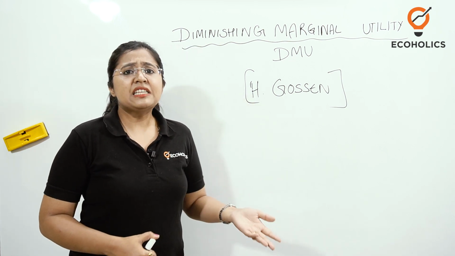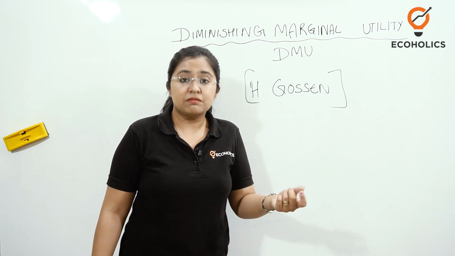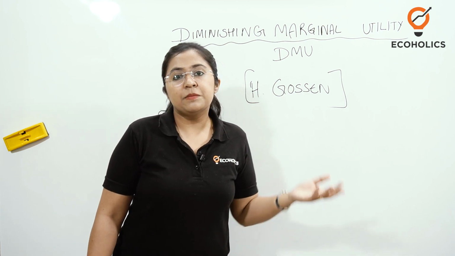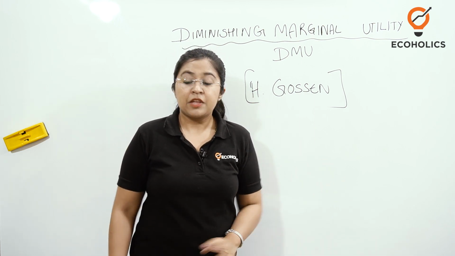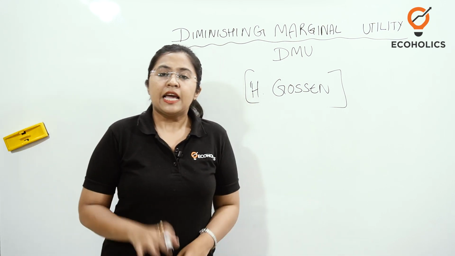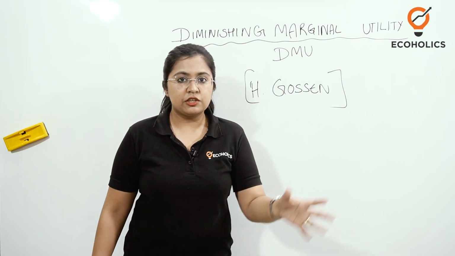However, later Alfred Marshall, another of the economists, gave this theory a certain concept and also elaborated on the diminishing marginal utility concept. Now let us understand the meaning of this concept. There are two types of utilities, let's say total utility and marginal utility.